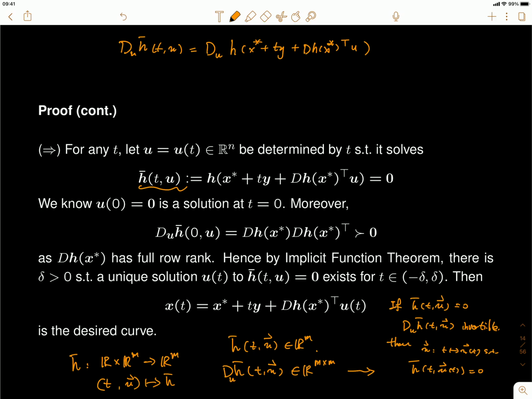So what I should get here by chain rule is equal to dh of whatever I have inside. Then I need to take the derivative with respect to u inside. But apparently inside, this is the constant multiplied to u. So what I have here is just the dh of x star transpose, right? And then since I want to see what is the behavior when t equals 0, I can specify the function u of t near t equals 0. Then when t equals 0, I just plug in t equals 0.